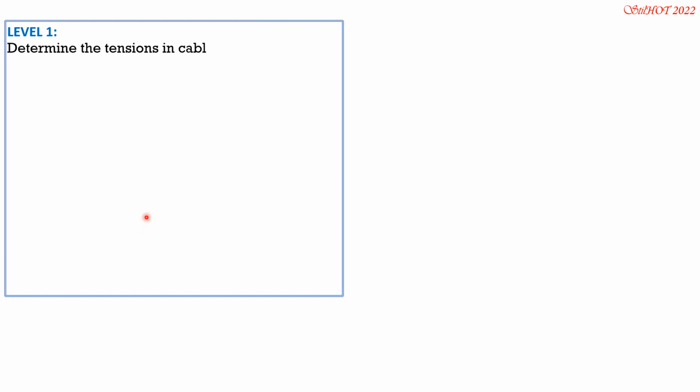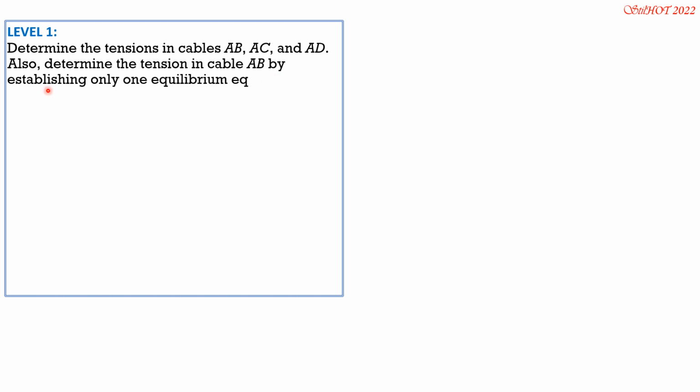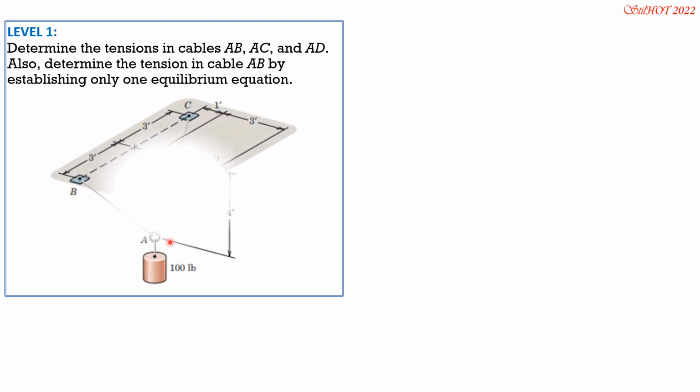First problem, determine the tension in cables AB, AC, and AD. Also determine the tension in cable AB by establishing only one equilibrium equation. So this is the given figure. This is supposedly 3D equilibrium of a particle in space.